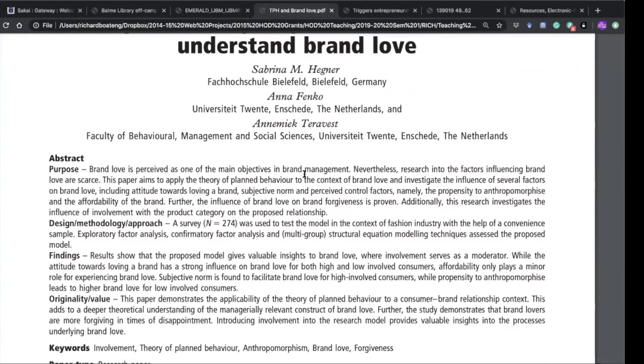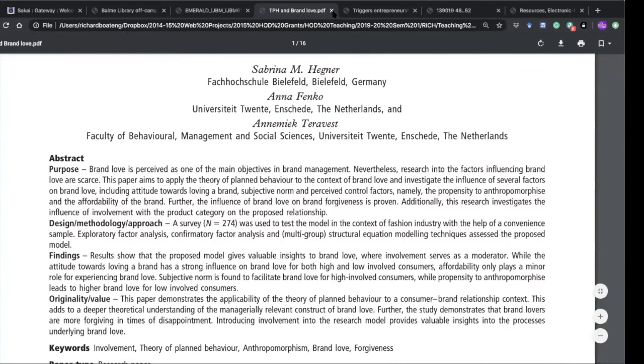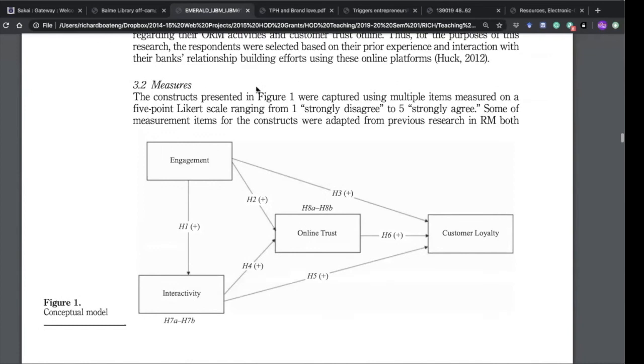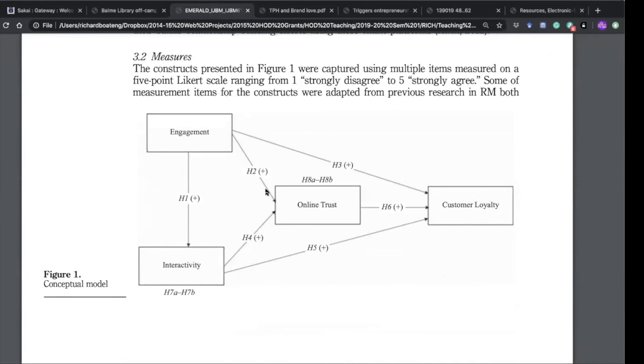Now look at the framework-based approach. This paper you are reading here is a combination of the resource-based theory, no, this is signaling theory, and then the concepts from online relationship marketing. Those are used to delineate this particular one. But this is a framework-based approach.